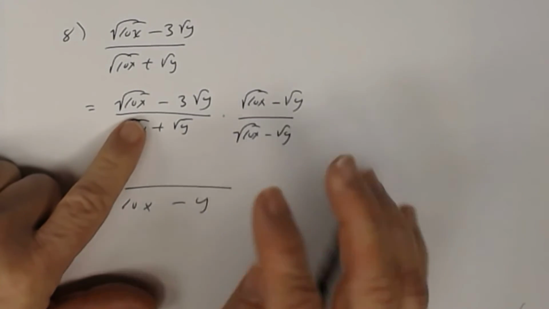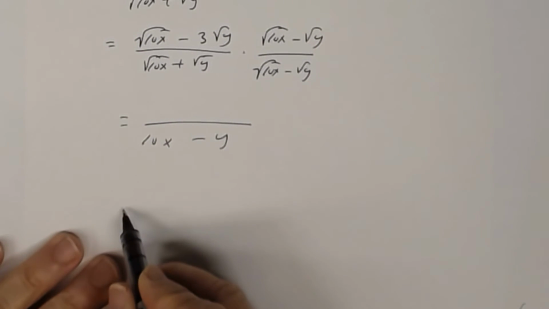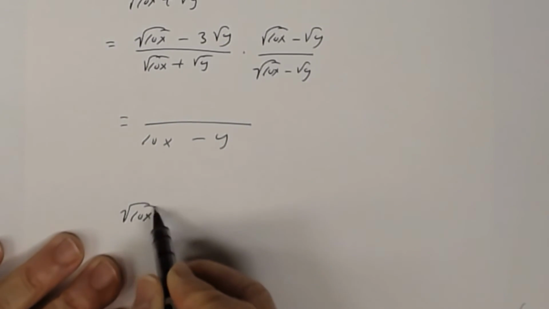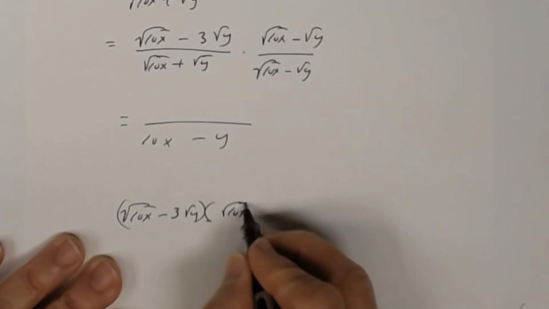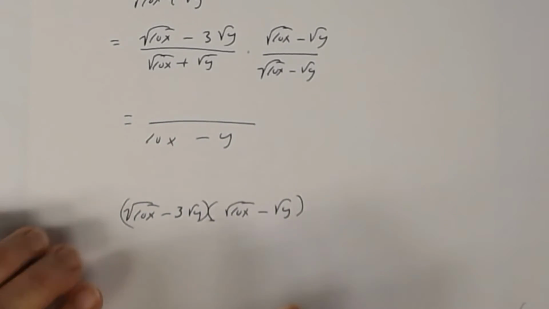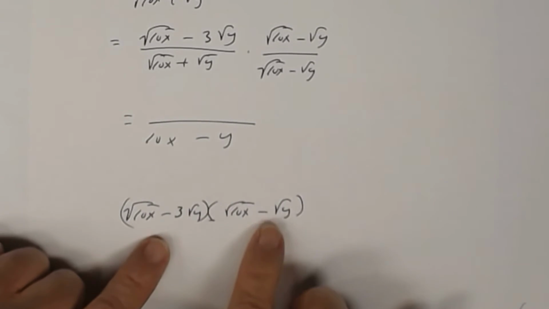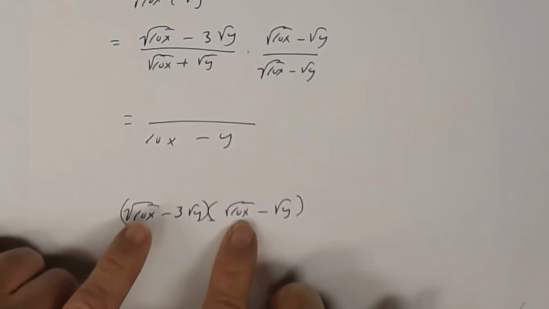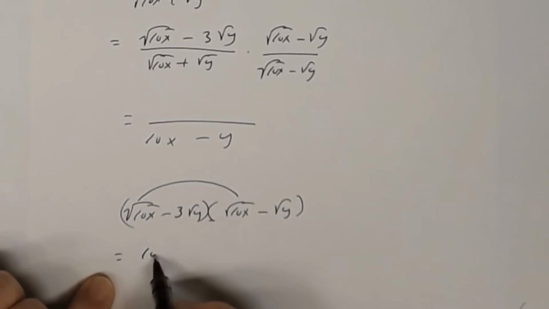Okay, so let's look at this. I'm going to go ahead and write it out right here. So I have the square root of 10x minus 3 square root of y times this, the square root of 10x minus square root of y. All right. Now be careful. You have to do first, outer, inner, and last because those are not conjugates. So let's do the first. The square root of 10x times the square root of 10x is 10x.